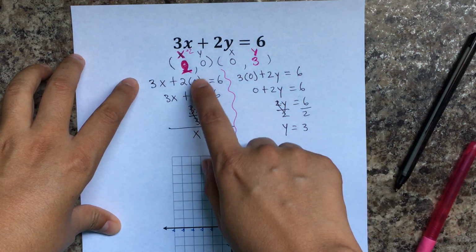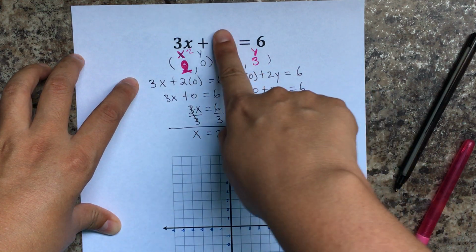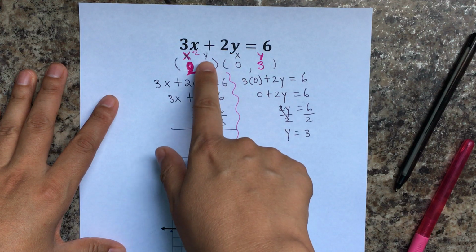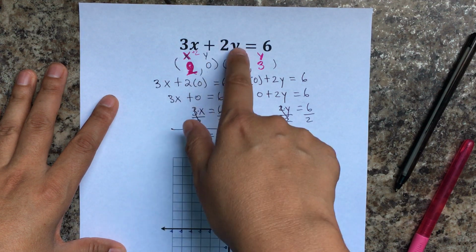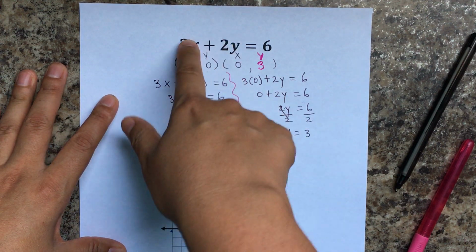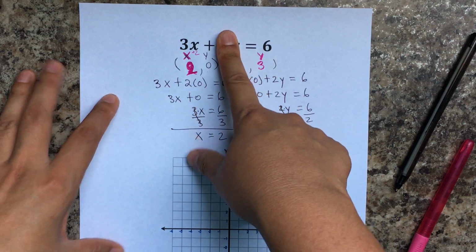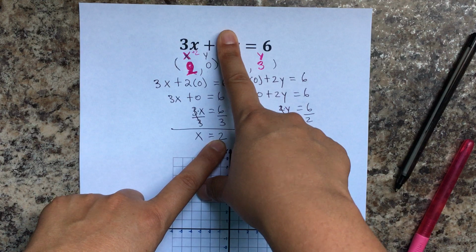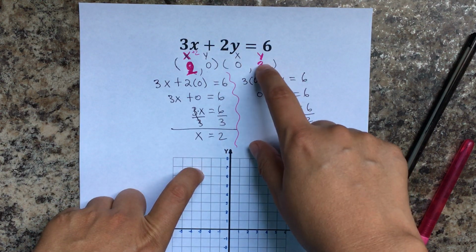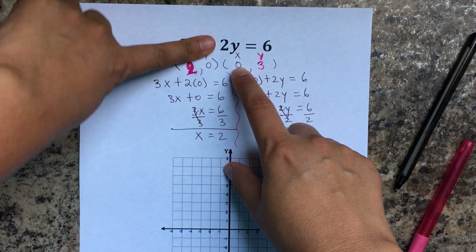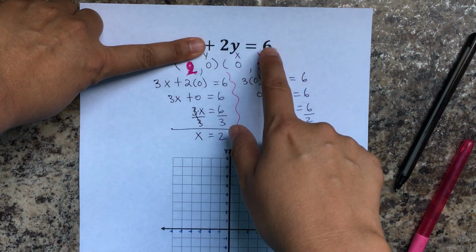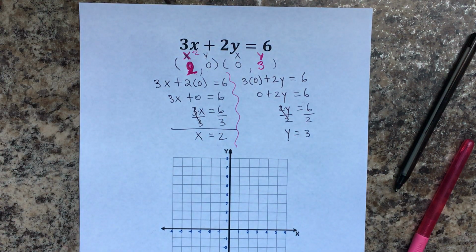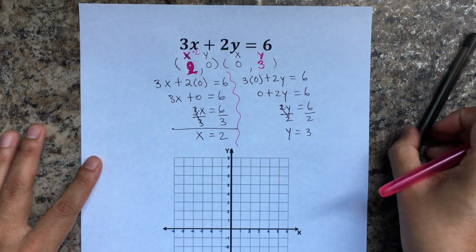Why did I cover? When y is 0, and it's in standard form, you can basically just cover that, because eventually this 2 times 0 is going to be 0, and plus 3x, it just becomes 3x. So you can just divide 6 by 3 equals 2. And then for the y-intercept, x equals 0. So you divide 6 by 2 equals 3. Okay, that's another shortcut that you can take.